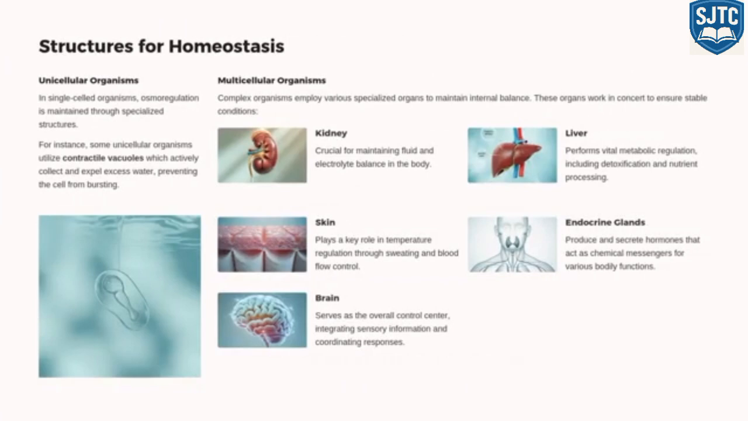Structures for homeostasis. Unicellular organisms. In single-celled organisms, osmoregulation is maintained through specialized structures. For instance, some unicellular organisms utilize contractile vacuoles, which actively collect and expel excess water, preventing the cell from bursting.